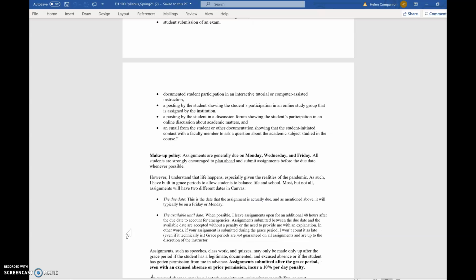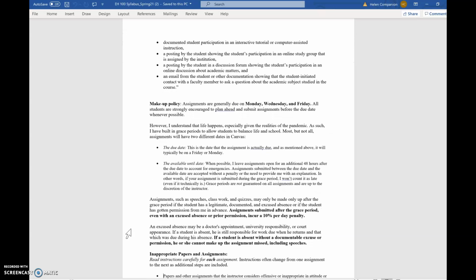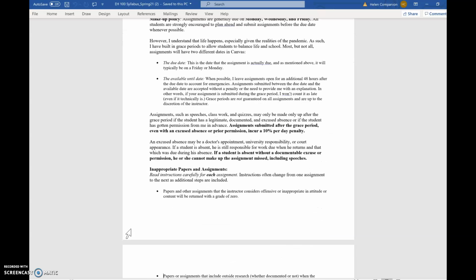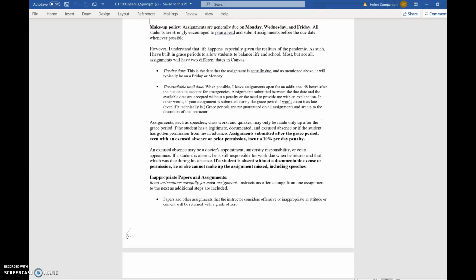Makeup policy is a little bit complicated in this class because I don't like setting really strict due dates. I know that life happens and I wanted to give you some ability to compensate for that. So assignments are actually due on Mondays, Wednesdays, and Fridays, and you are strongly encouraged to plan ahead and submit the assignments before the due date whenever possible.